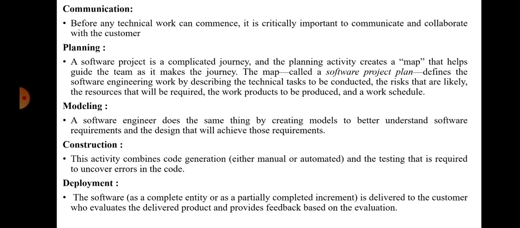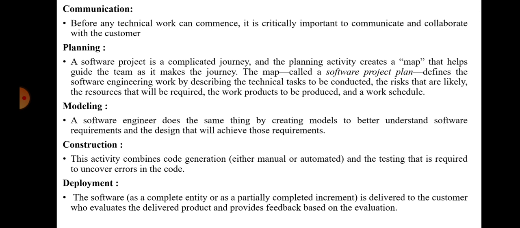The map is called the software project plan, which defines the software engineering work by describing the technical tasks to be conducted, the risks likely to occur, the resources required, and the work products to be produced, depending on the work schedule. This is nothing but project planning. Next one is modeling.